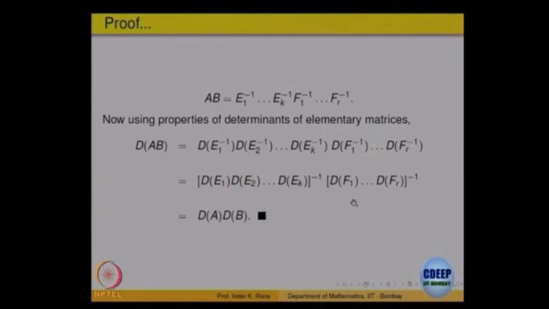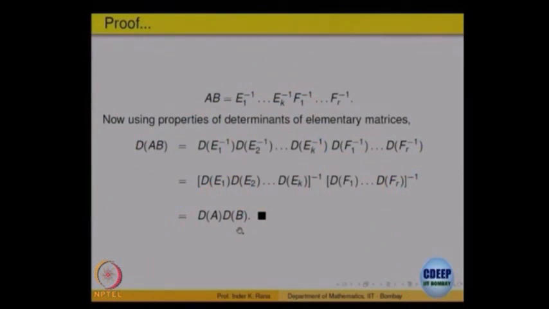So, slowly, what we have done is: A is invertible, which means you can pre-multiply by elementary matrices and get identity. That is one fact used. Second, for elementary matrices the determinant has a product property. The determinant of a product of elementary matrices is the product of the determinants of those components. Those two properties are used to reduce the determinant of the product AB to the determinant of A into the determinant of B. So, slowly, one by one, we have used these facts.